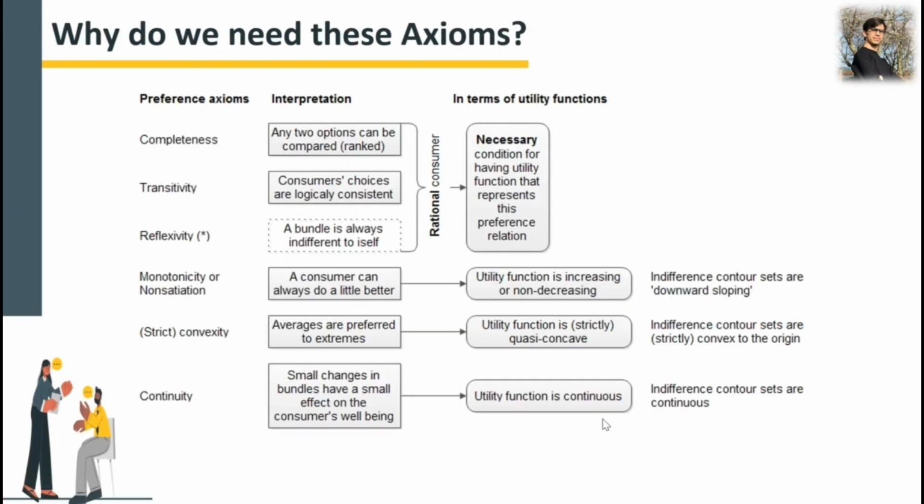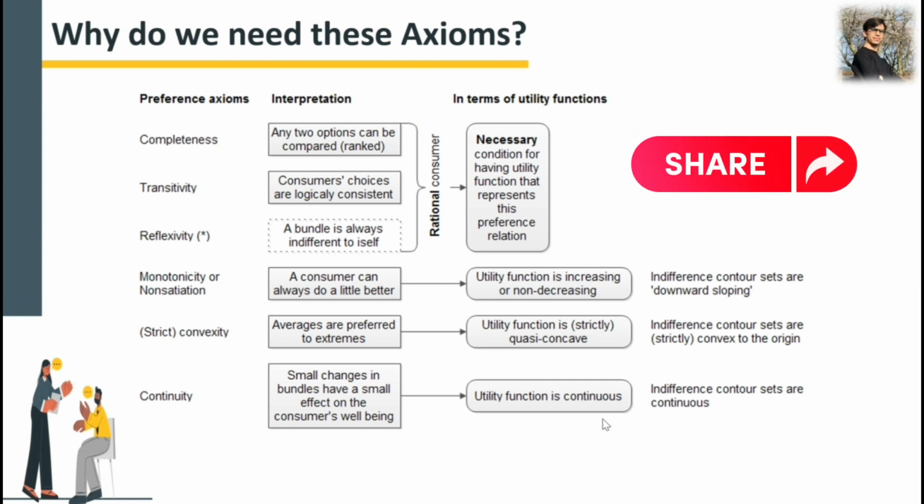How? Let's see here. The first three axioms, which are completeness, transitivity, and reflexivity, are called the rational axioms, or the axiom of rationality. So if a person satisfies these three axioms, we can call that consumer a rational consumer. Completeness means any two options can be compared or ranked. You can rank one option over another option. Transitivity says that consumer choices are logically consistent, and reflexivity says that a bundle is always indifferent to itself.